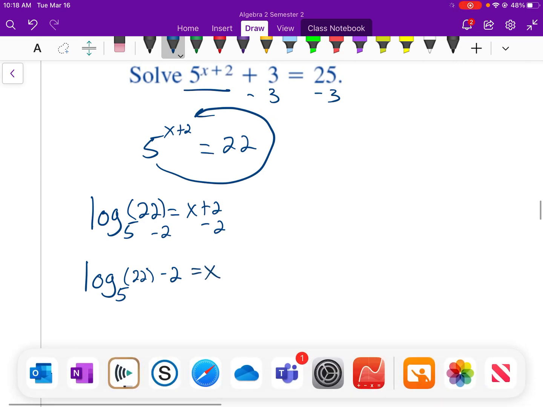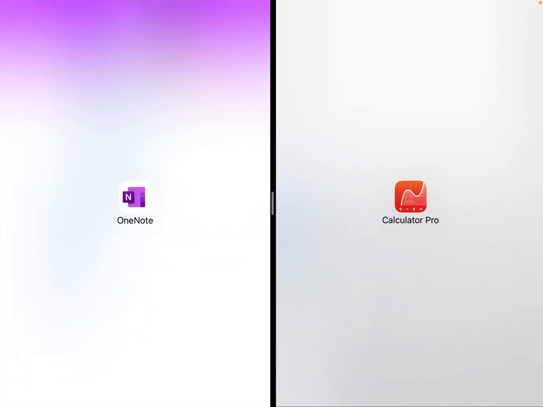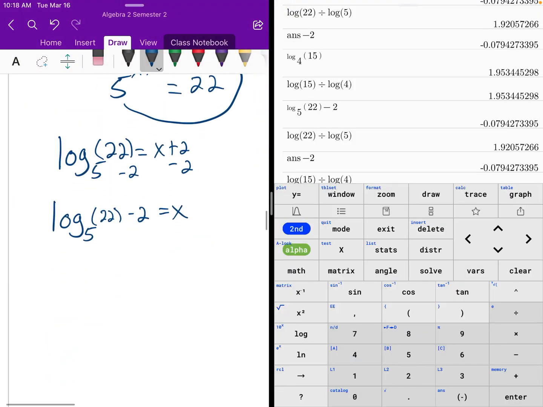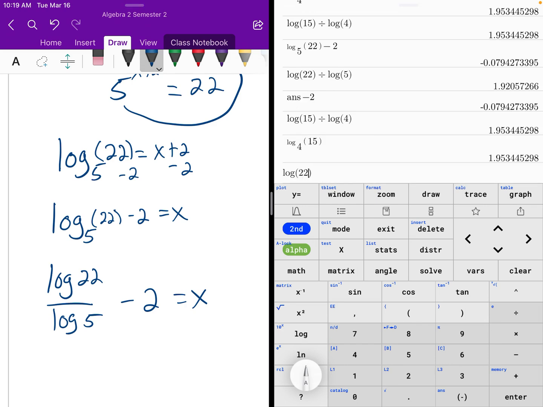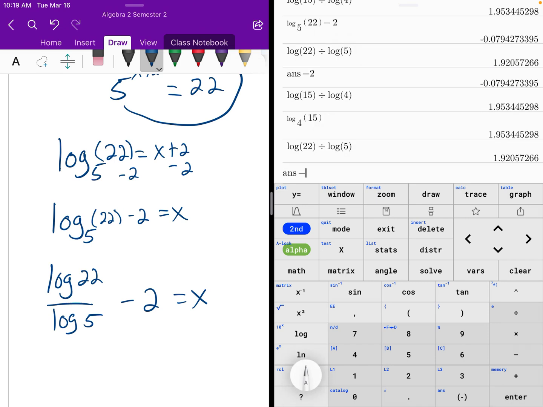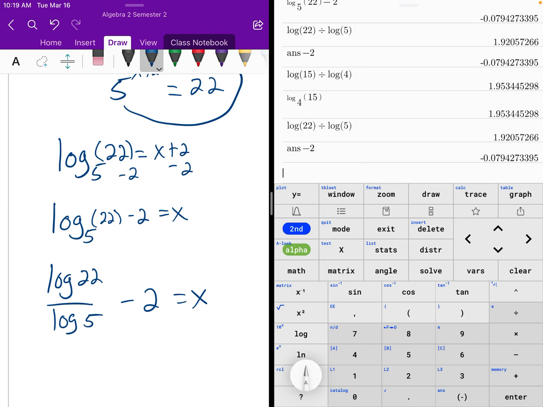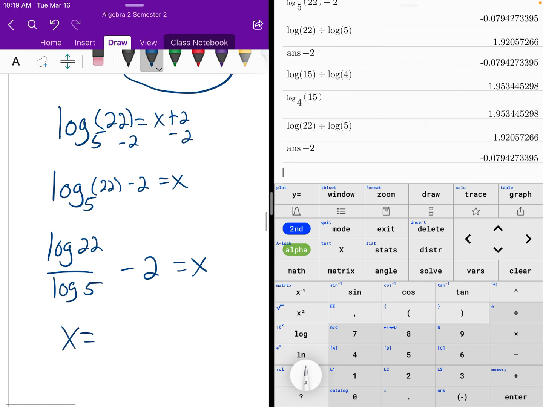Now when I go to plug that in, again, I like to use that change of base formula, so I'm just going to do log of 22 divided by log of 5, and we subtract 2 from that. So log of 22, again, make sure to get out of that parentheses, divided by log of 5, and then we're subtracting 2 from that value. So we get x is equal to negative 0.08.